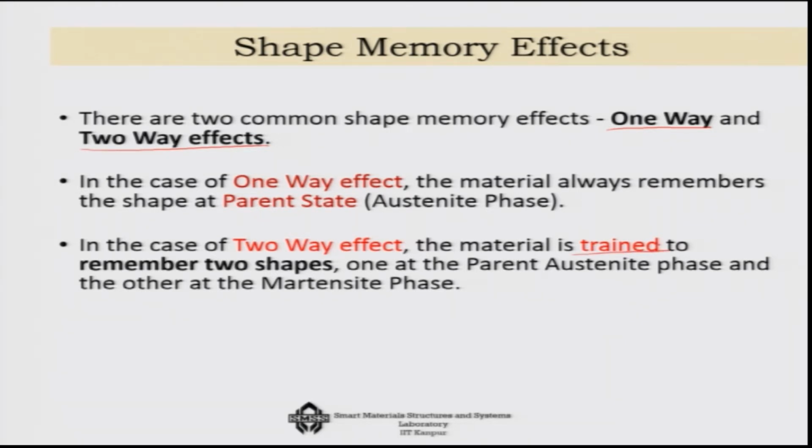In the one way effect, the material remembers the shape only at its parent state, which we refer to as the austenite phase, a high temperature phase. But in the two way effect, the material will remember its shape both at the austenite phase, that is the high temperature phase, as well as at the low temperature phase, that is the martensite phase. The material will remember both shapes, but only if you give proper training will you see the two way effect.